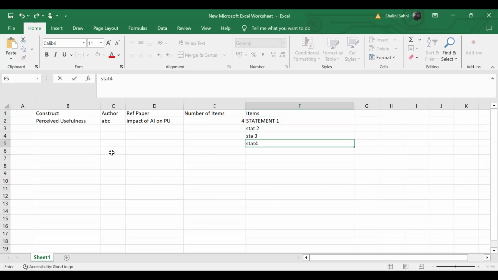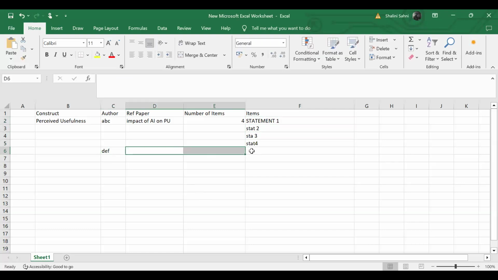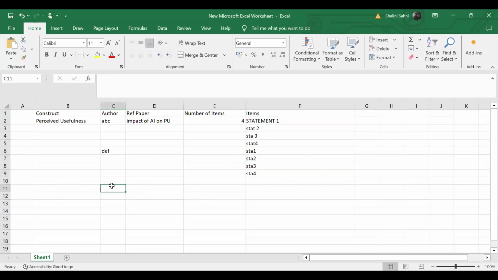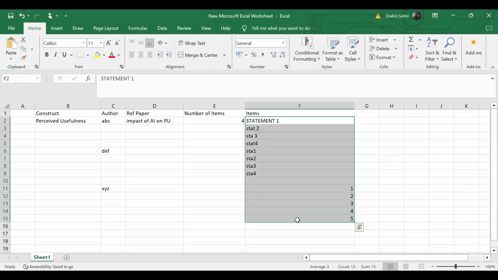So this is finished. You have another author, DEF. Write everything. Statement 1, statement 2, statement 3, statement 4, right? Then maybe you can have one more if you want, XYZ, and again, 1, 2, 3, 4, whatever statements you have. So what happens eventually, you've got these set of 9 or 10 statements in one sheet, right?